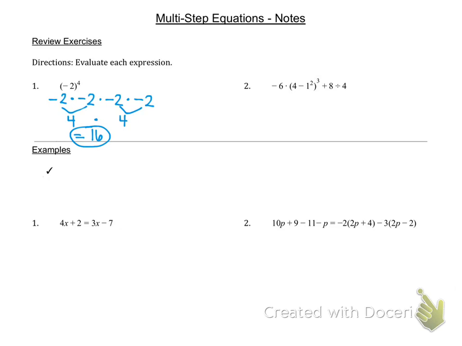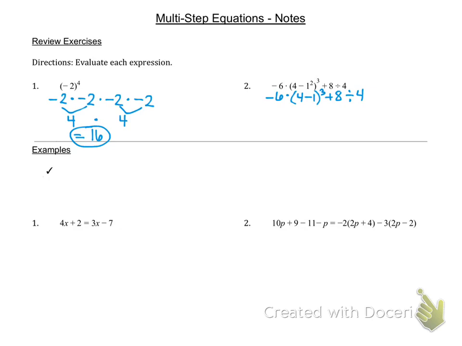Let's look at number 2 now. This one, it looks like we want to use order of operations to simplify this expression. So first I'm going to start with what's inside the parentheses. So first we have that exponent, 1 squared. 1 squared is 1. So I'm going to rewrite everything. We have -6 times 4 minus 1 to the 3rd power plus 8 divided by 4.